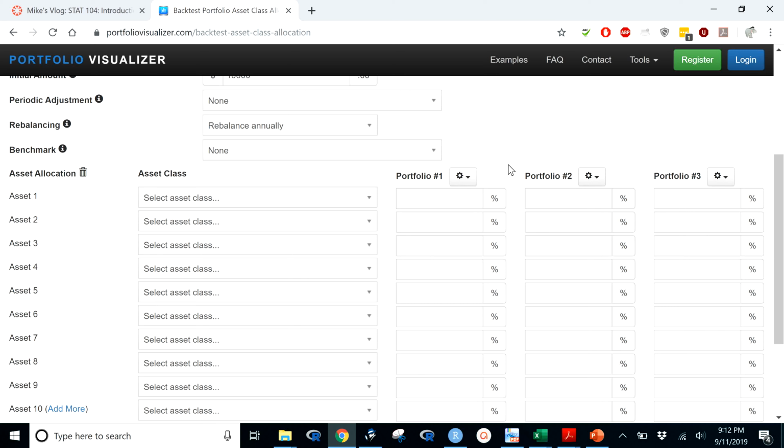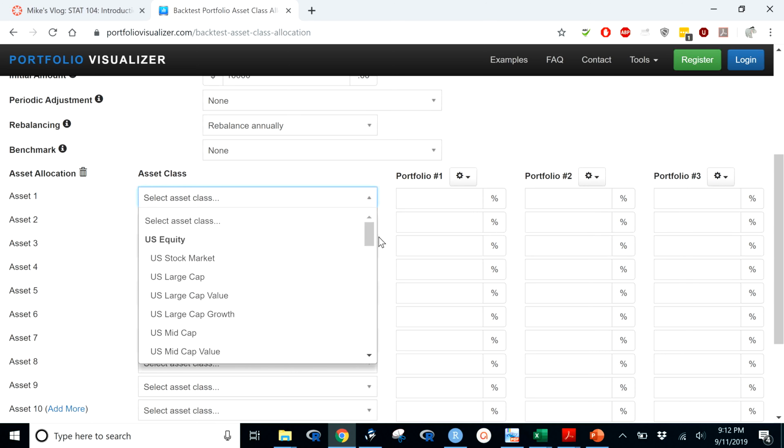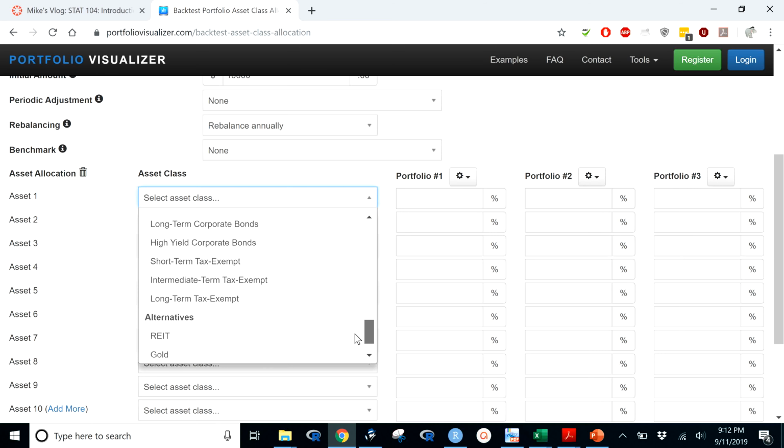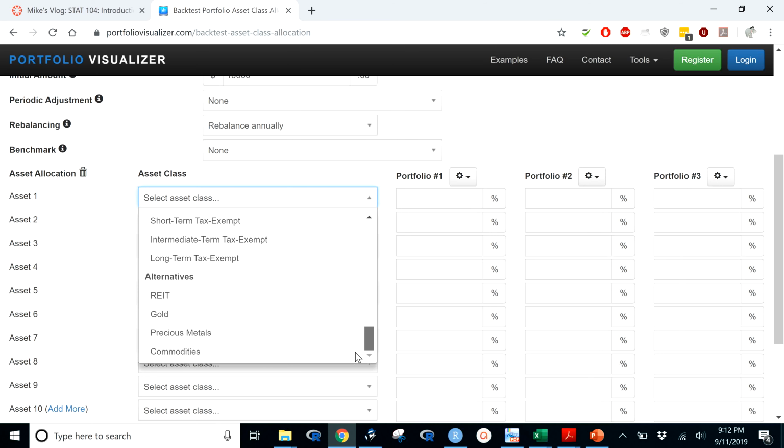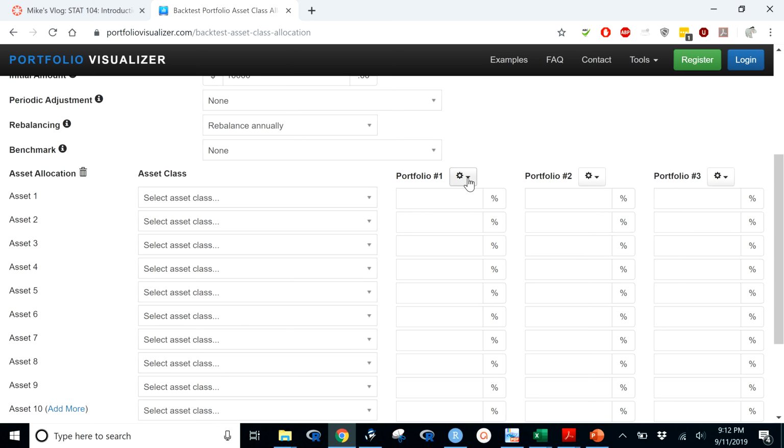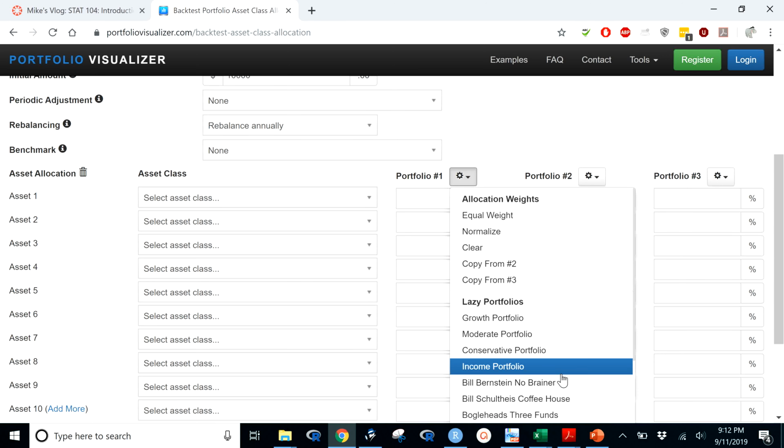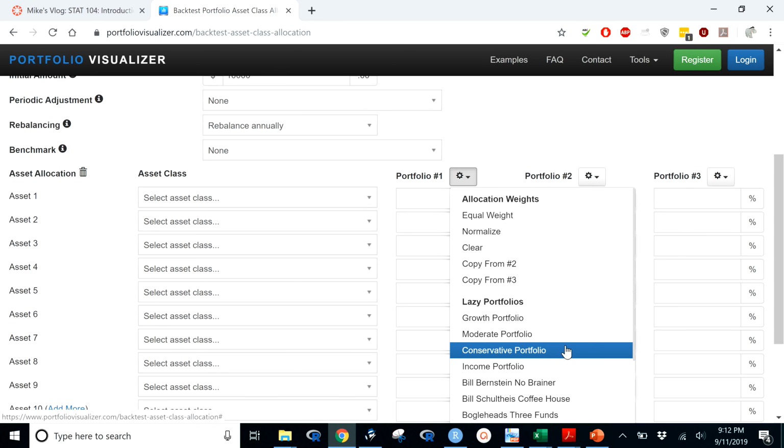Now, what's nice about this website is you can put whatever assets you want. So you could say, I'm just going to select an asset class. These are just different asset classes out there, and you can choose what you want to do. These are not stocks, but if you want to look at the big picture and talk about different asset classes. What's also nice here is that there are a bunch of built-in portfolios, and you can see how different portfolios would perform over time.